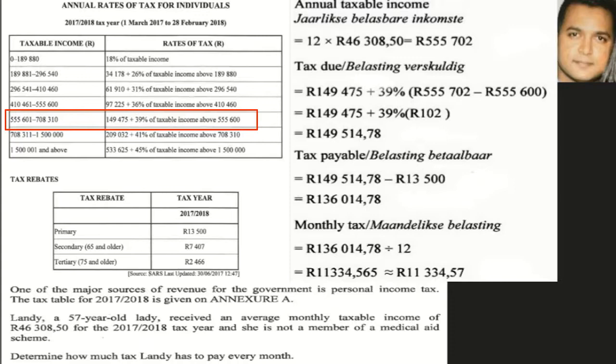We could stop at our answer there, but our question requires us to do more. If you look at the question right at the bottom, it says determine how much tax Landy has to pay every month. This is very important. We've worked out the amount annually, for the year, but the question wants us to say every month. So in order to do it monthly, all we need to do is divide the amount that we have thus far by 12, and we arrive at our answer, in approximately 2 decimal places, 11,334.57, and that's your final answer.